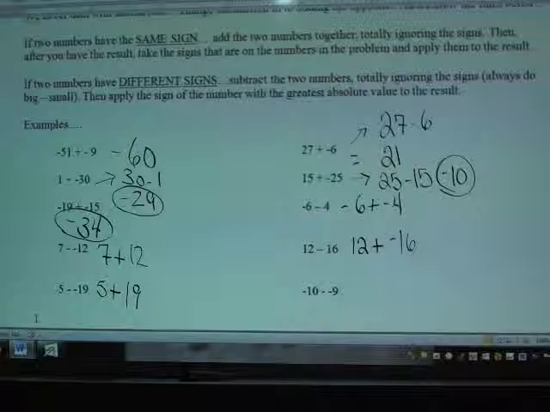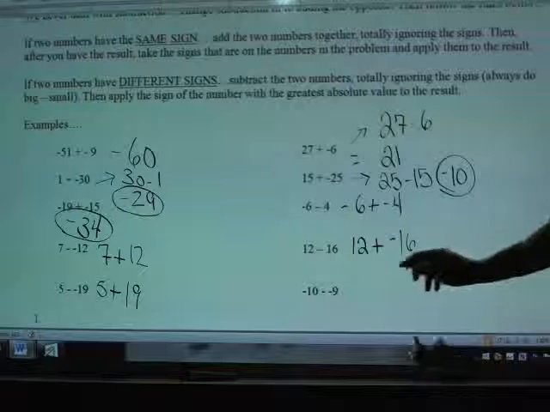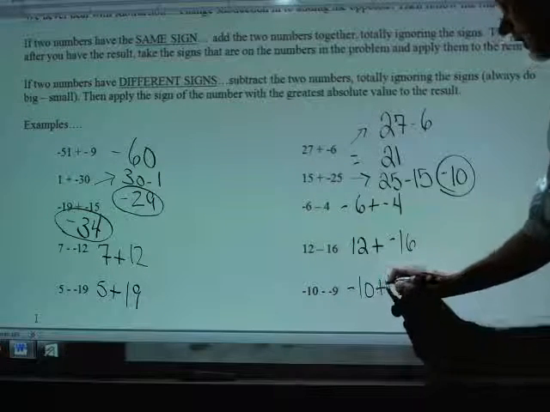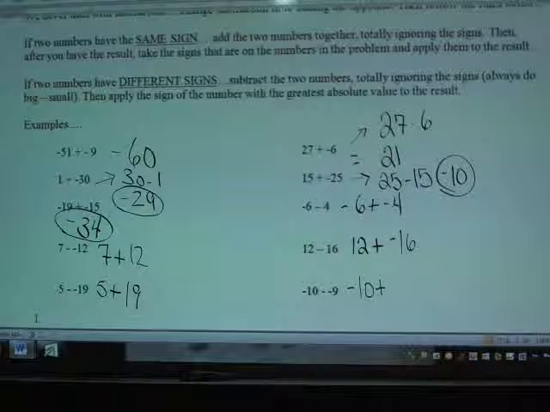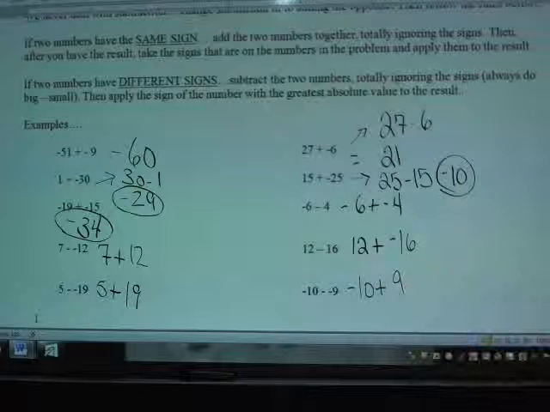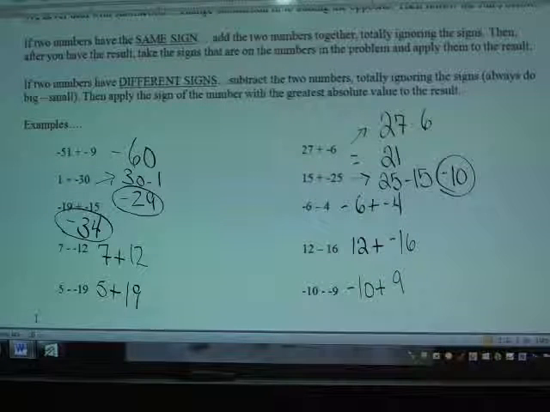And then the last one, negative 10 minus negative 9. Again, the subtraction becomes an addition. And then whatever's right after it changes its sign. So it's not going to be negative 9 anymore, it's going to be positive 9. Okay, so we've changed all 5 of our subtraction problems now.